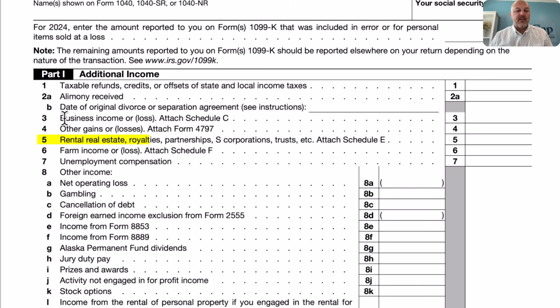Now let's go over the rental real estate, royalties, partnerships, S corporations. So rental income, real estate rental income, is also a very popular type of income that a lot of people receive.